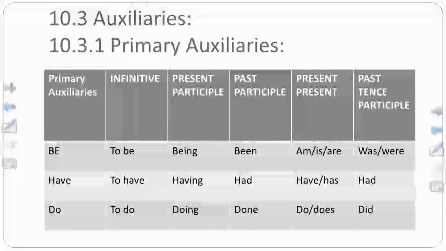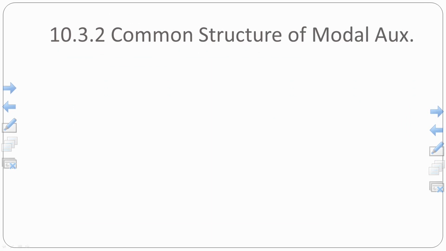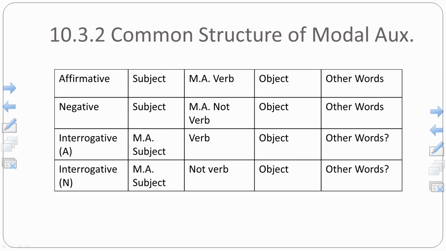Now, the common structure of modal auxiliaries: affirmative, negative, interrogative. This is assertive and this is negative. In interrogative, one means positive and negative. A describes positive and N describes a negative sentence.